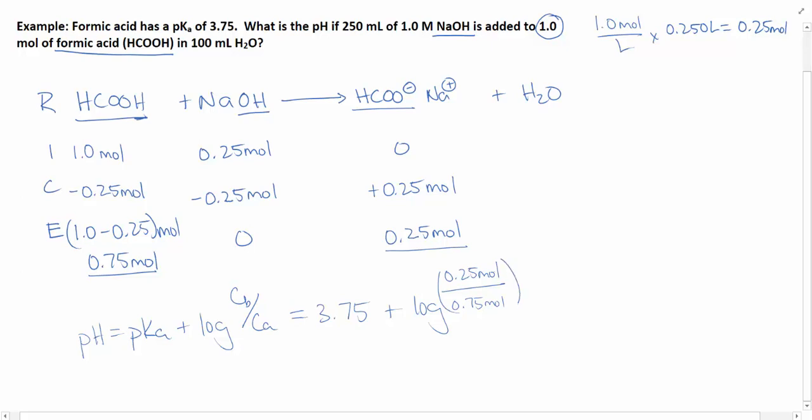You could also calculate out what the new volume was by adding together this 250 and 100 milliliters, but because the base and the acid have the same volume, if we were to put these two in as concentrations, the volume would simply cancel out and the math would work out to be the same. So in a buffer, it's okay to use moles instead of concentration, but only in a buffer. If we do this calculation, we would find that the pH is equal to 3.27. So when we add this strong base to the weak acid, we end up getting a buffer solution because it makes some of the conjugate base, and we get a pH of 3.27.